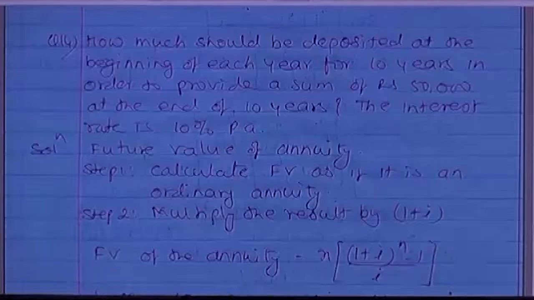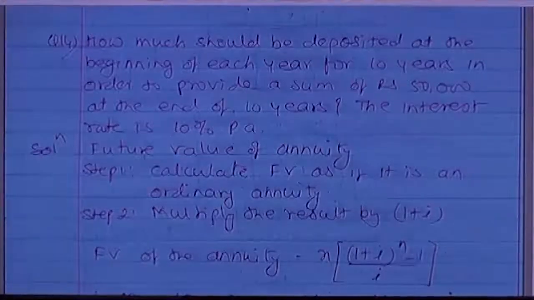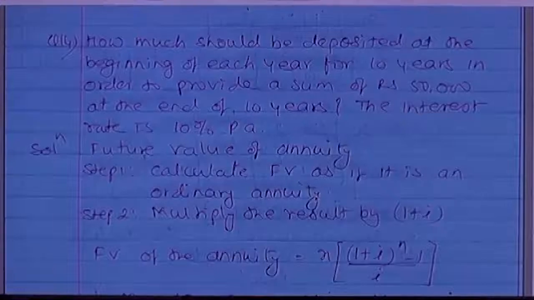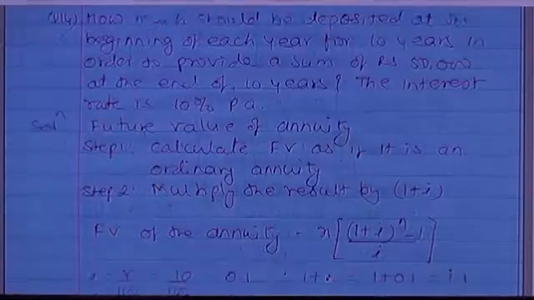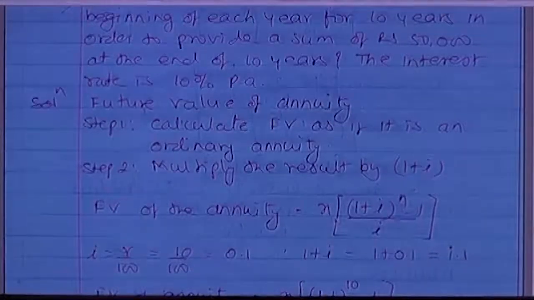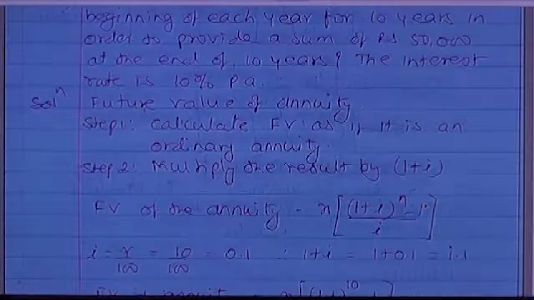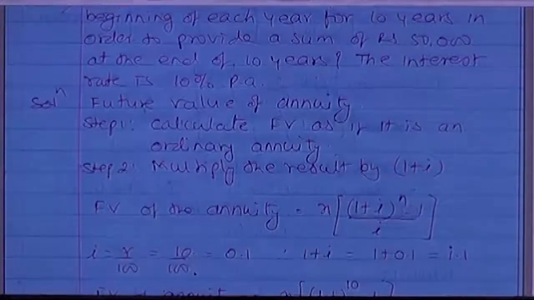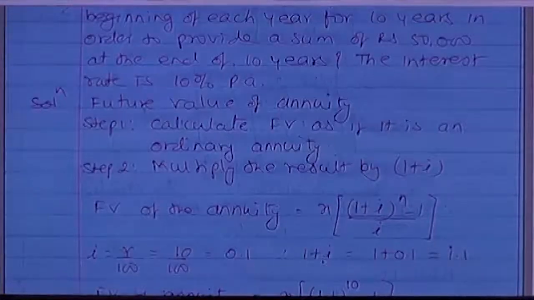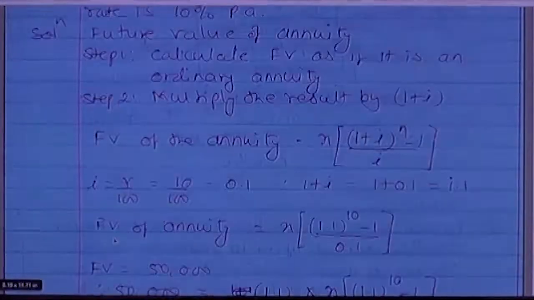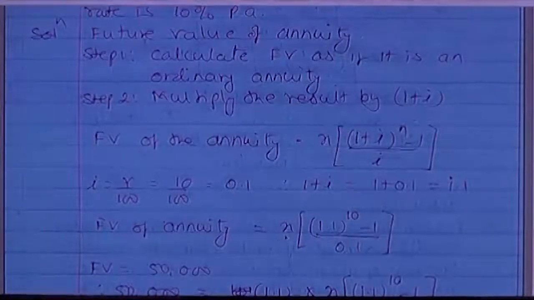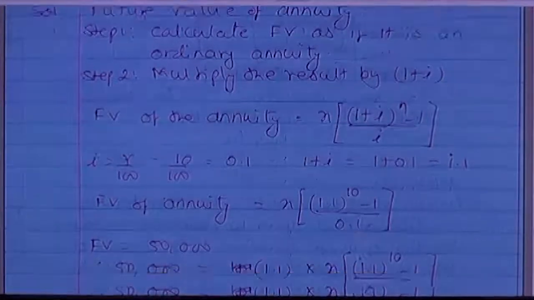So future value of annuity due, what do we do? Calculate first the future value as if it is an ordinary annuity and multiply the result by 1 plus I. So what is the future value of annuity? As we did above, x times 1 plus I raised to n minus 1 upon I, where I is equal to R upon 100, that is 10 upon 100 is equal to 0.1. So 1 plus I will be equal to 1 plus 0.1 equal to 1.1. So future value of annuity is equal to x times 1.1 raised to 10 minus 1 upon 0.1.